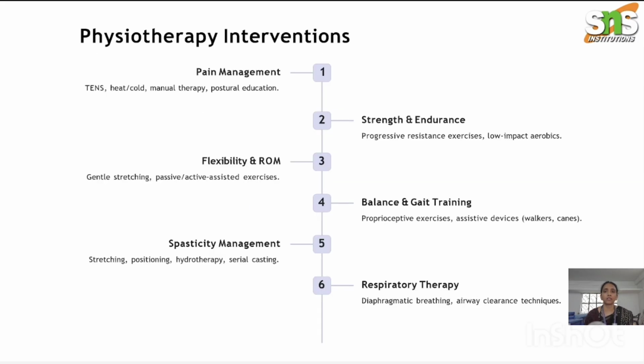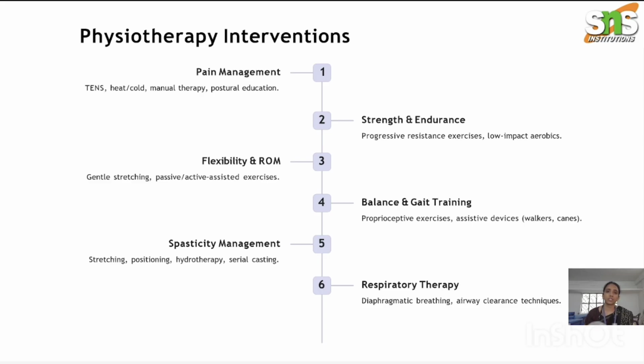What are the interventions we can incorporate in syringomyelia cases? Pain management with the help of TENS, hot and cold therapy, manual therapy, postural education, exercise. These all should be incorporated in a regular protocol session so that the pain management can be done effectively. Strength and endurance training, progressive resistance exercise with low impact aerobics can be given for the improvement in strength and endurance. Flexibility and range of motion exercise to ensure that all the muscles are gently stretched, and passive and active assisted exercise can be incorporated in the treatment protocol. Balance and gait training, once the patient gets relief from the pain and once we can achieve good strength and flexibility, we can go for the balance and gait training. Proprioceptive exercises, assistive devices can be helpful, like walkers, canes. These can be given to the patient as assistive devices.